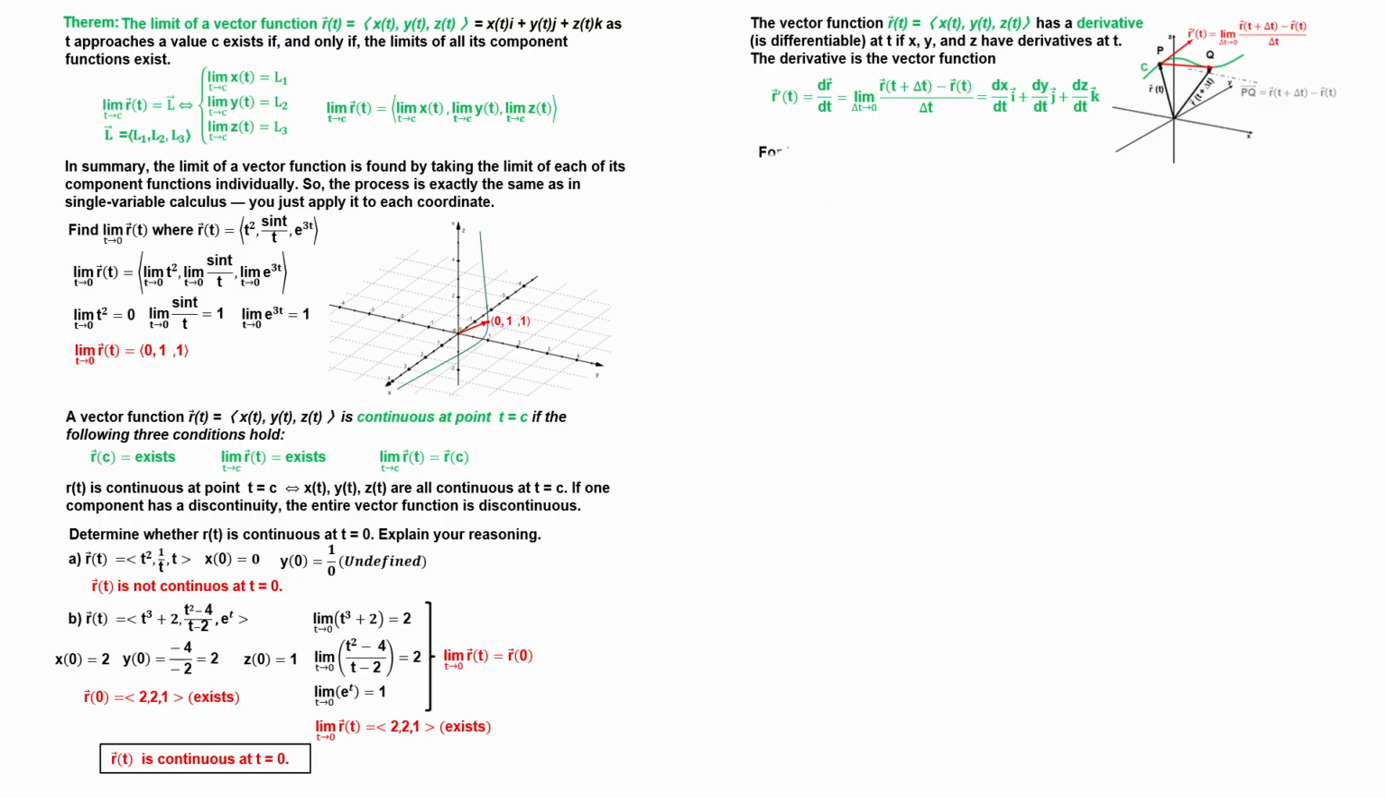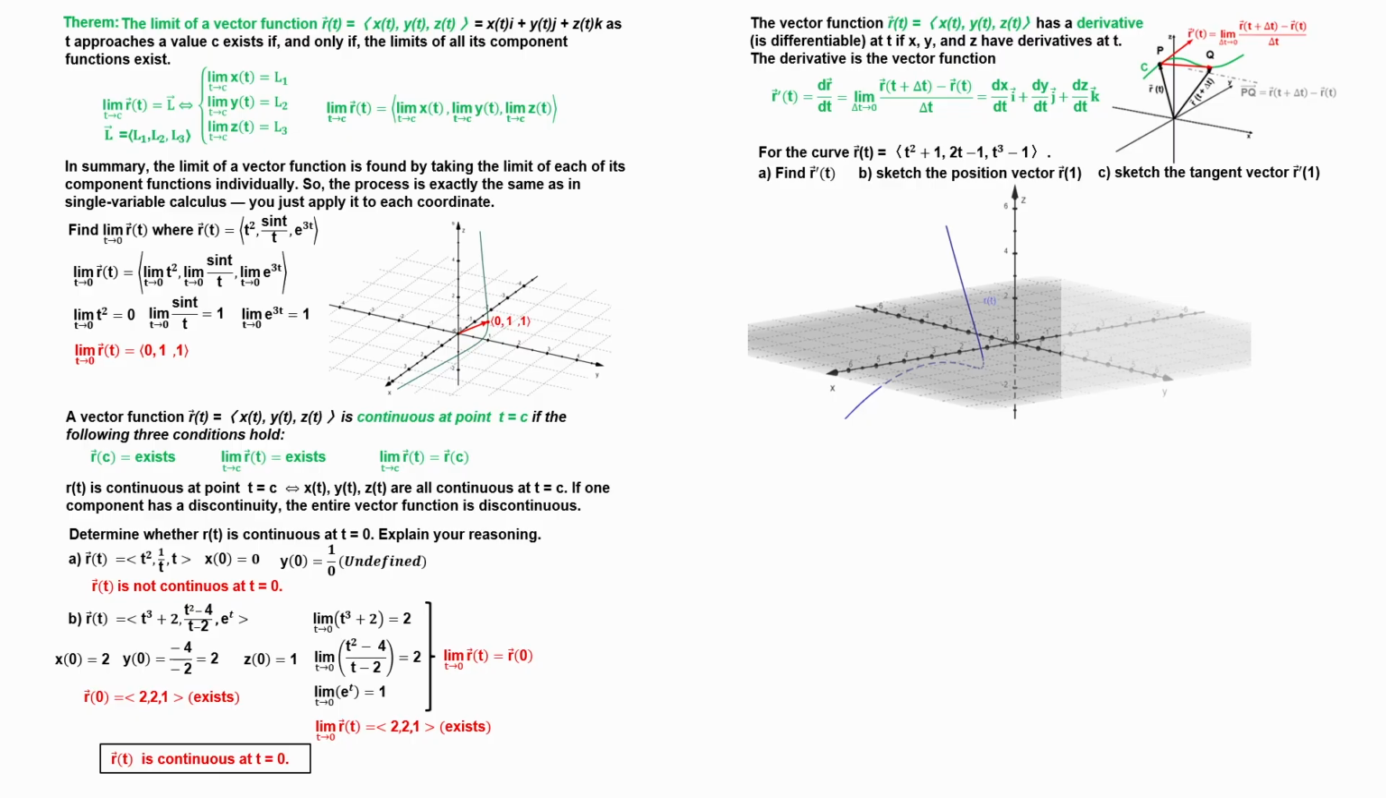Let's see how it works. For the curve, find the derivative, sketch the position vector, and sketch the tangent vector. This problem asks you to perform three main tasks for the given vector function. Find its derivative, and then evaluate and sketch the position and tangent vectors at t equals 1.